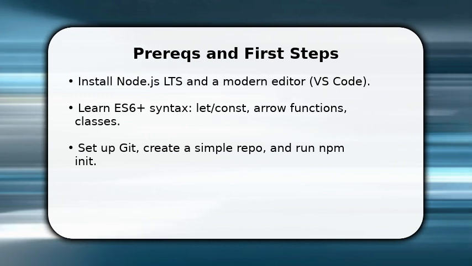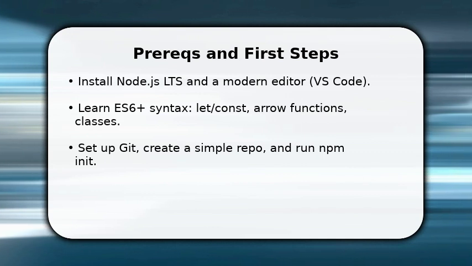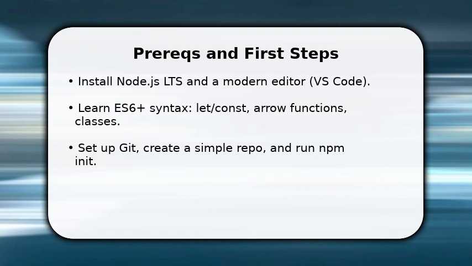This makes projects reproducible. Once done, write small scripts that use modules and promises so you understand module resolution and async flow. Make sure to commit early and often. This builds a reliable history and prevents losing progress while you experiment.